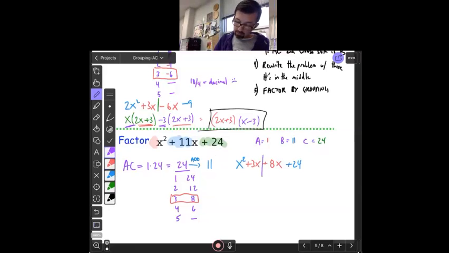Break it in half. X squared and 3x both have an x in them. X times what is x squared? It's x times x. X times what is positive 3x? Be positive 3.